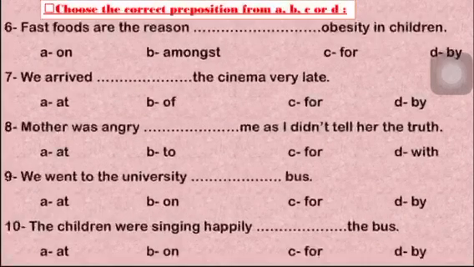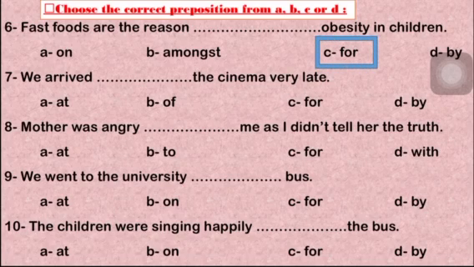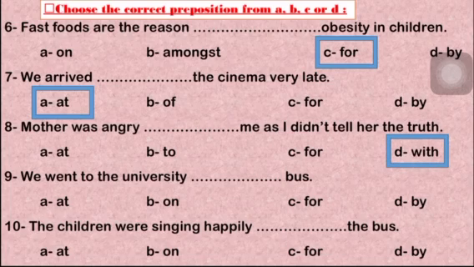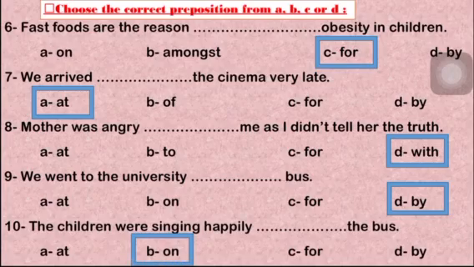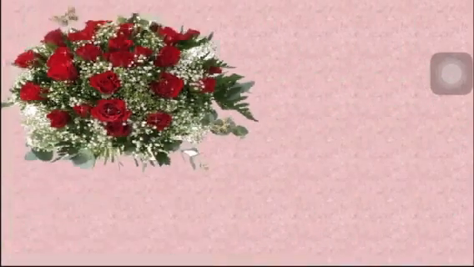Fast foods are the reason for obesity in children. We arrived at the cinema, so here we say at. Mother was angry with me because angry with people. We went to the university by bus. Notice here we don't have any article, so it is by bus. The children were singing happily on the bus. So here we have the article the before the means of transportation, so it is on. And thank you very much for listening.